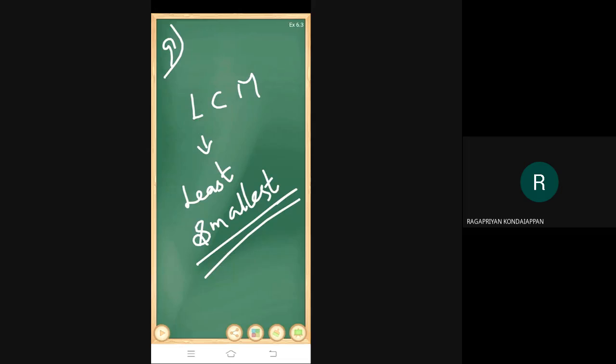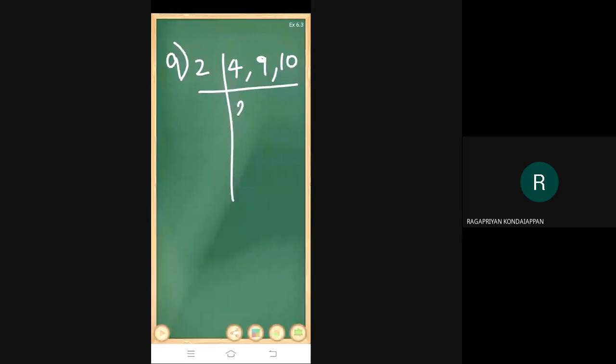We are going to find this using LCM, since they are asking for the smallest square number. Let us find the LCM of the three given numbers 4, 9, and 10. First let us divide by 2. In the second table, 2 2s are 4, and 9 won't come in the second table, so write 9 as it is. You have learned this in primary class. Then 10 in the second table: 5 times.